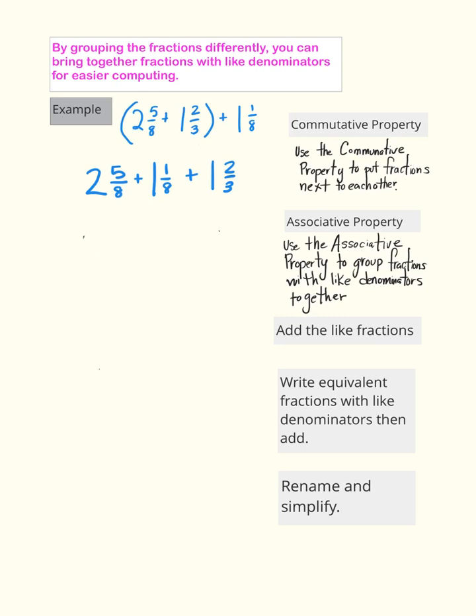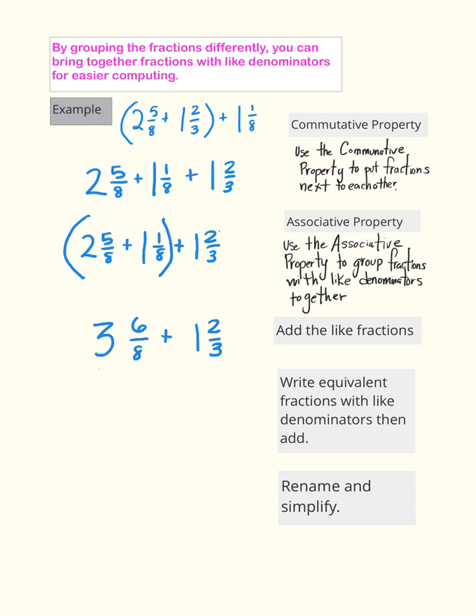Okay, so now for associative property, I am going to use associative property to group them together. So I'm going to group them together. I'm going to solve for them first. So now I'm going to add those like fractions. So I'm going to add the fractions first. So I'm going to get 6/8, and then I'm going to add the whole numbers. Now I'm going to add my other fraction. Okay, so this is how I got that.